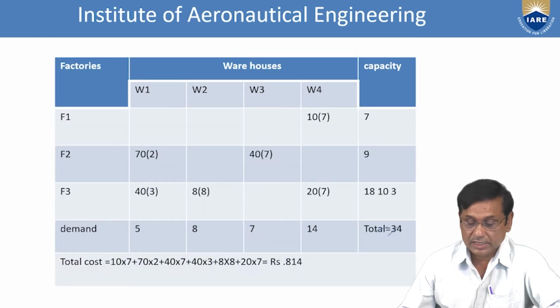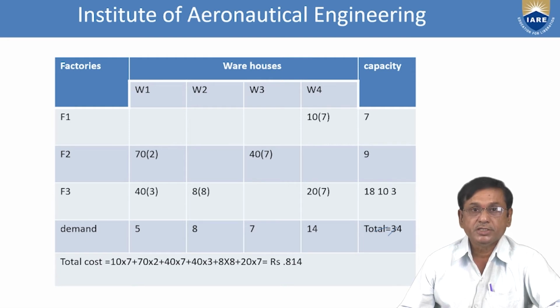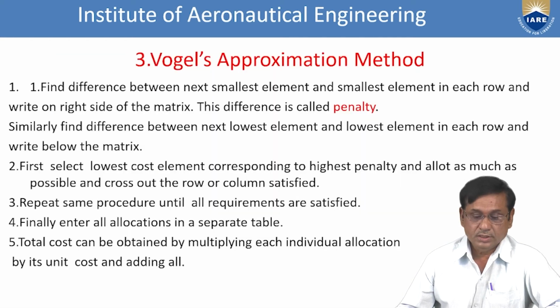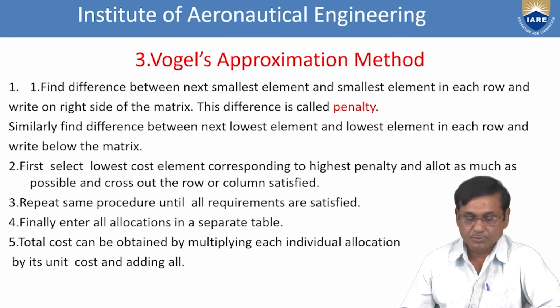Now enter all the allocations in a separate table. The table gives the feasible solution. Now the total cost can be obtained by multiplying each individual allocation by its unit cost. So 10 into 7, 70 into 2, 40 into 7, 40 into 3 plus 8 into 8 plus 20 into 7 is 814. In the previous case we got 1015 but now it is 814. The next method is Vogel's approximation method.